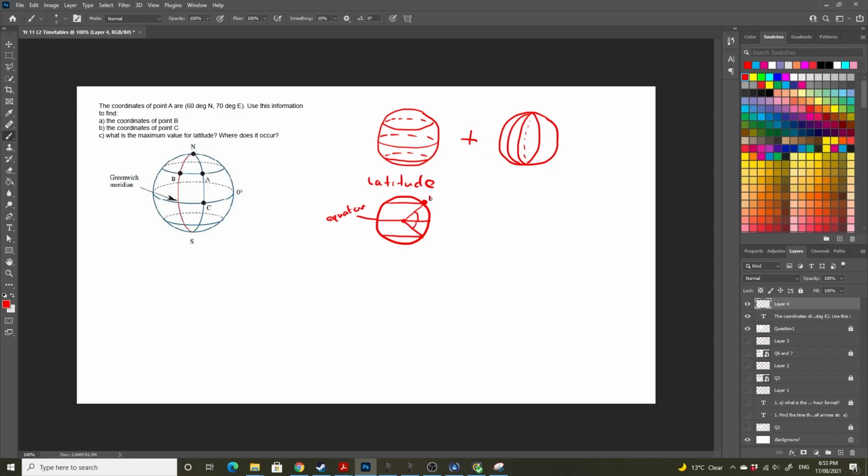So this point here, which is called point P, is going to be some degrees. Let's say it's 40 degrees north, and 40 degrees north defines the entire parallel of latitude. Similarly, we can do the same thing with the other point, which we'll call B. Let's say B is 20 degrees south, and we've defined the entire parallel of latitude.